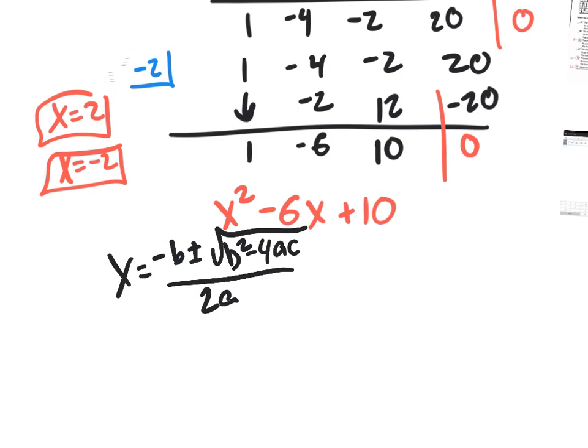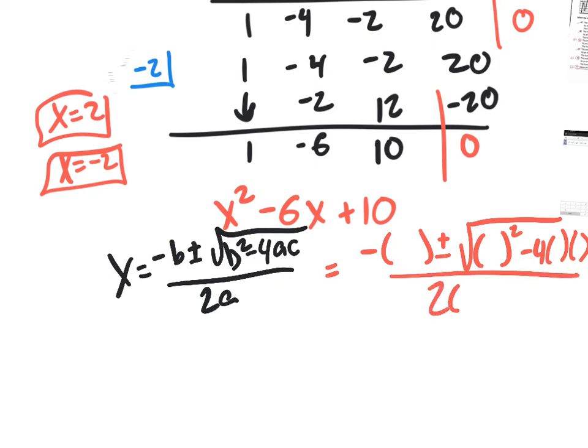x equals negative b plus or minus the square root of b squared minus 4ac, all divided by 2a. And when we use the quadratic formula, please use parentheses so you don't make any mistakes. Negative b plus or minus the square root of b squared minus 4 times a times c, all divided by 2 times a. So the b value is negative 6, the a value is 1, the c value is 10. Plug in a negative 6, plug in the a value of 1 down there and up there, and the c value of 10 right there at the end.